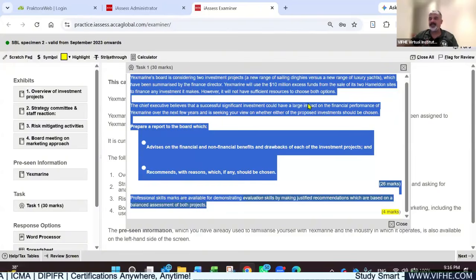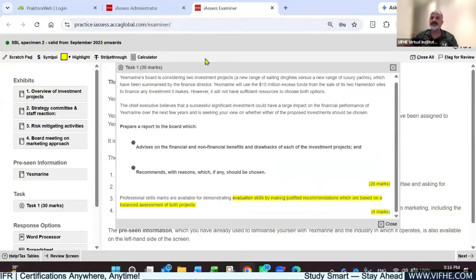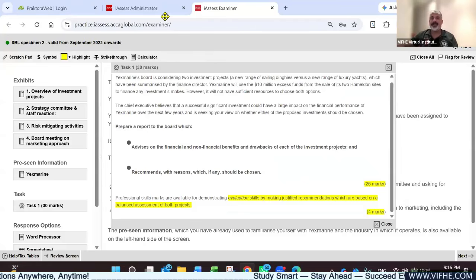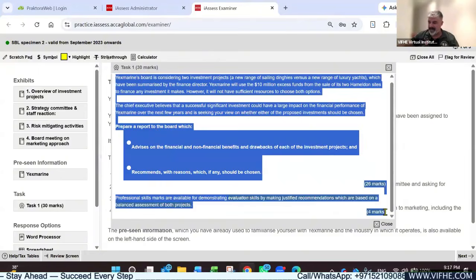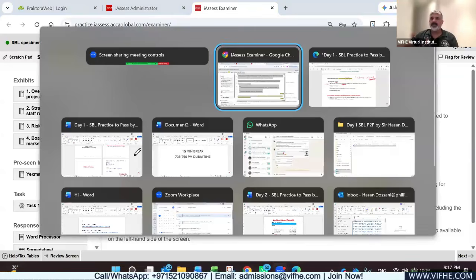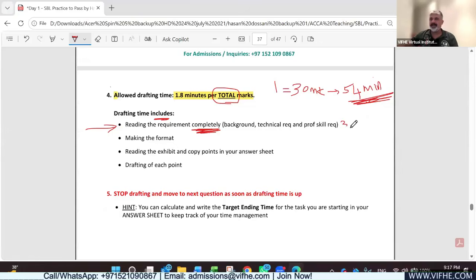How much time will it take you to read this full requirement, guys? Approximately. You have to read it properly. You have to maybe read it 2 times, 2 or 3 minutes. It will take you 2 or 3 minutes to read this requirement, understand it, maybe read it 2 times. Let's say 3 minutes. Done? So the first thing is this, you have to read, it will take 3 minutes.